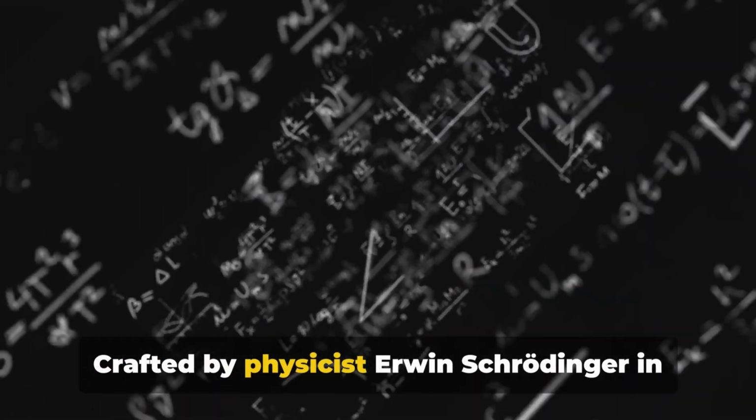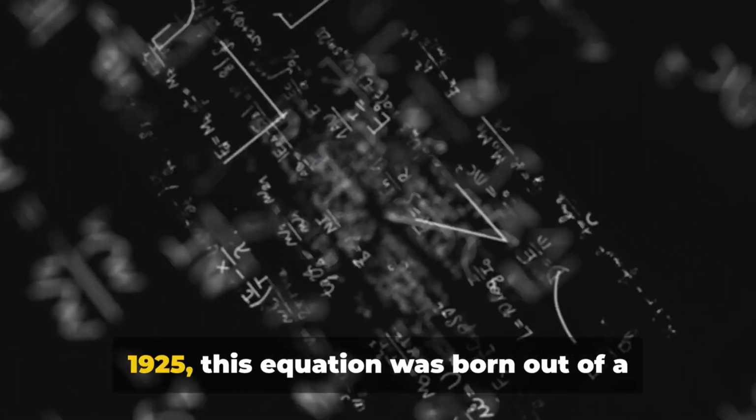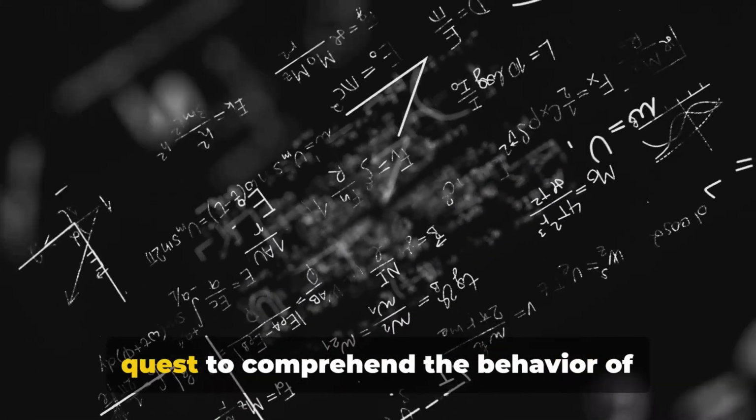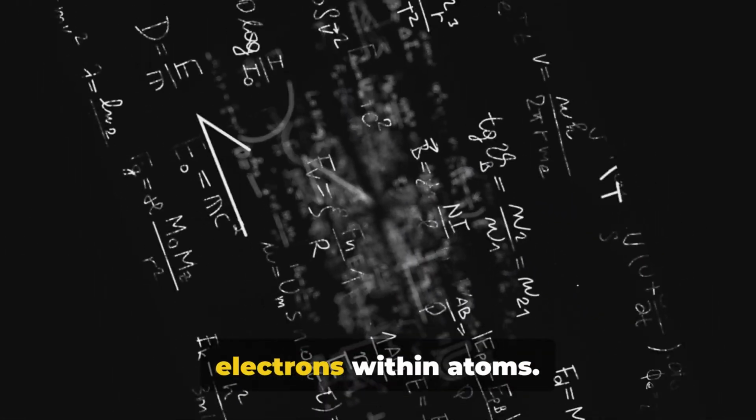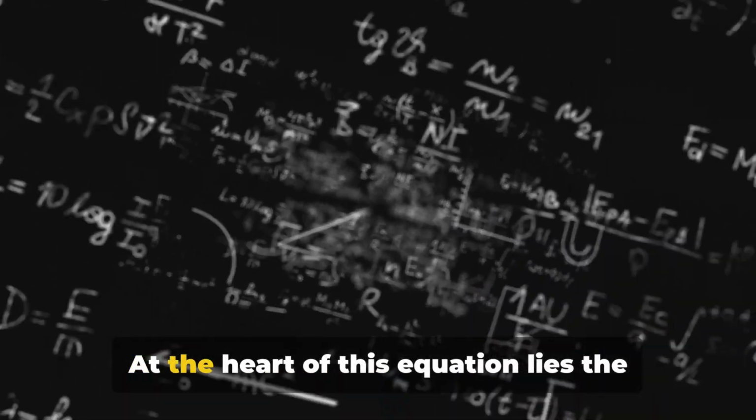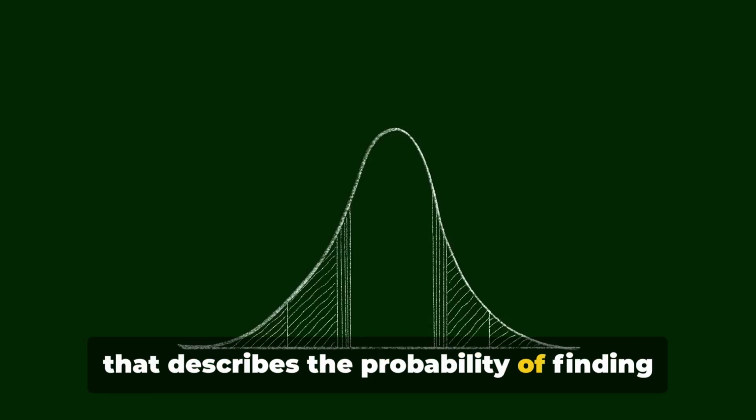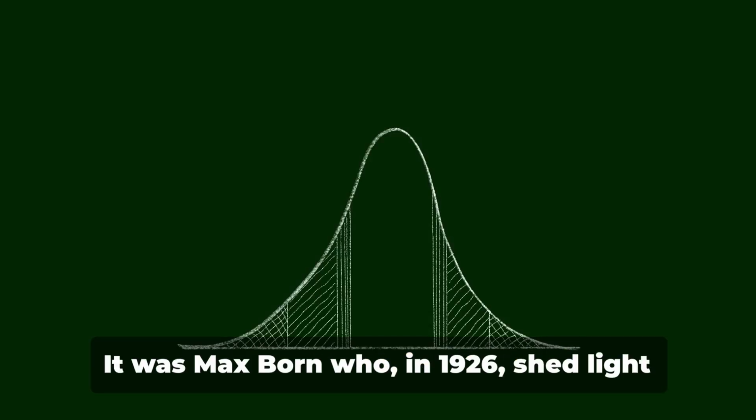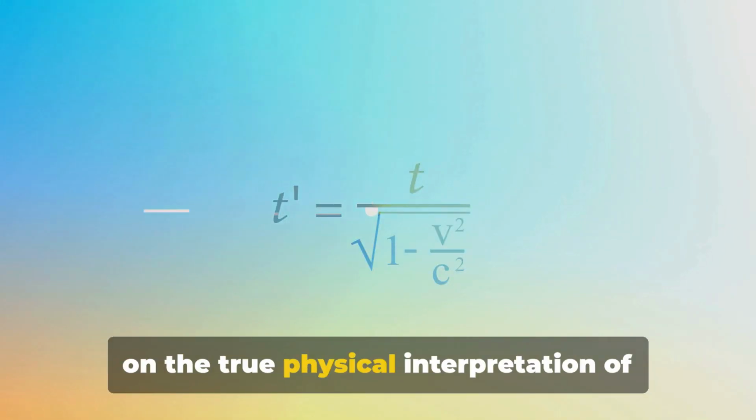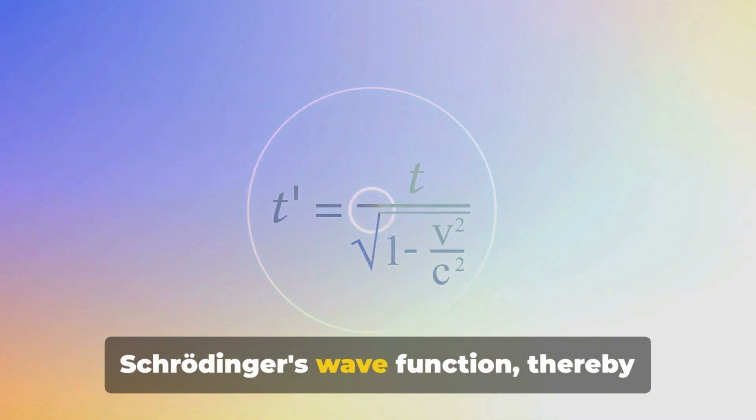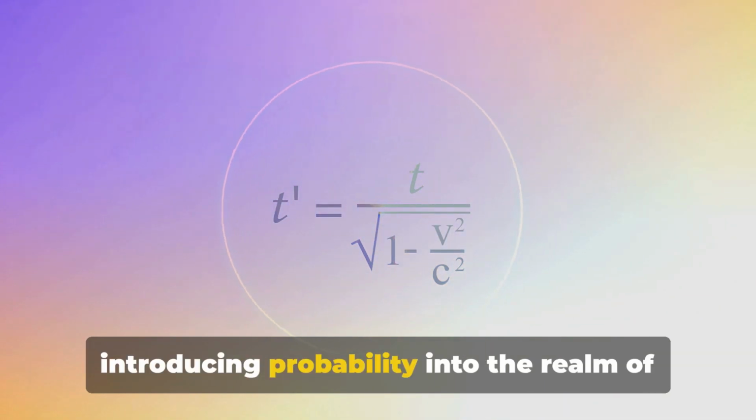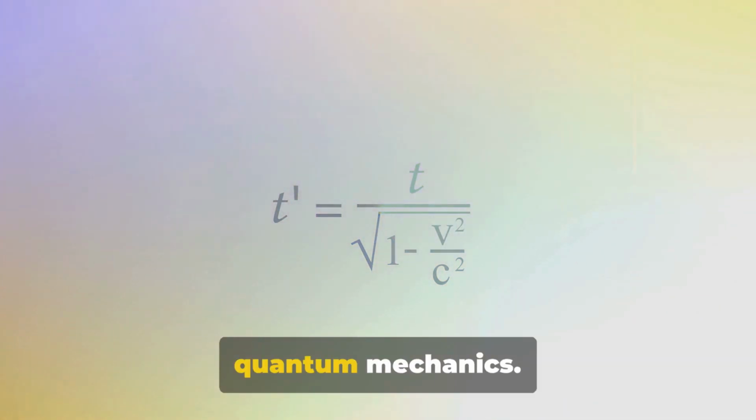Crafted by physicist Erwin Schrödinger in 1925, this equation was born out of a quest to comprehend the behavior of electrons within atoms. At the heart of this equation lies the wave function, a mathematical expression that describes the probability of finding a particle in a certain state. It was Max Born who, in 1926, shed light on the true physical interpretation of Schrödinger's wave function, thereby introducing probability into the realm of quantum mechanics.